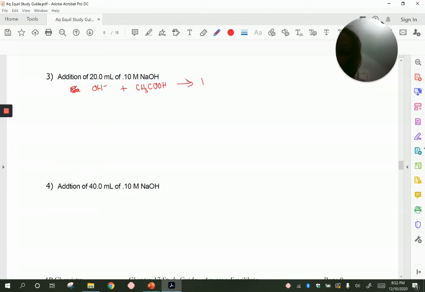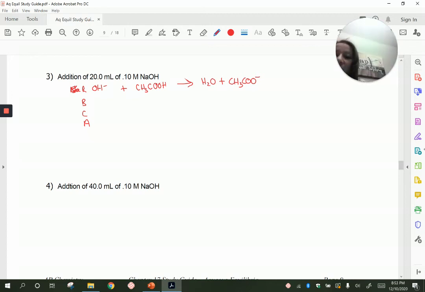One arrow, I'm going to form water and acetate. So same reaction, of course, because we're using the same reactants. I'm going to do a BCA table because I have an acid and a base, so it goes to completion.